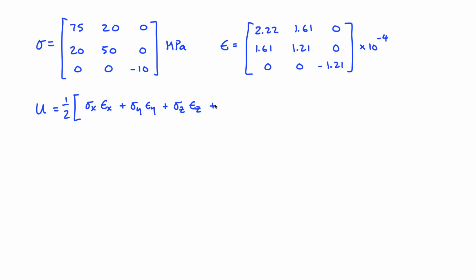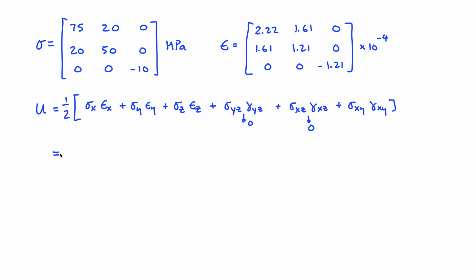And then we have the shear stresses and the shear strains, sigma yz, gamma yz, plus sigma xz, gamma xz, plus sigma xy, gamma xy. Okay? So that's the general expression. And in our problem, sigma yz and sigma xz are both 0. So this one here is going to be 0 for us, and that one there is going to be 0 for us because the stresses are 0.